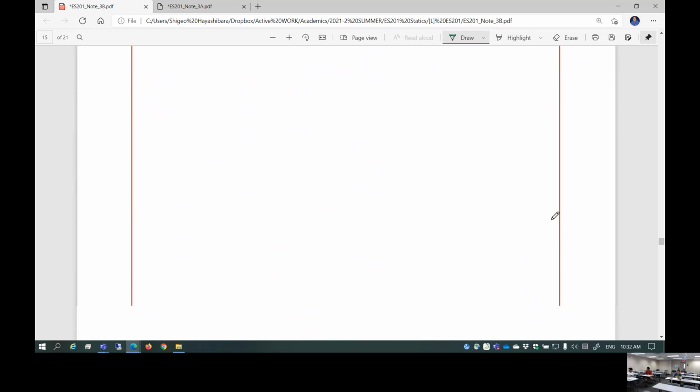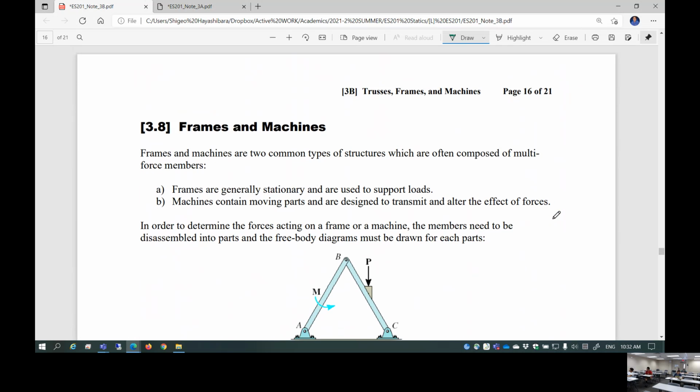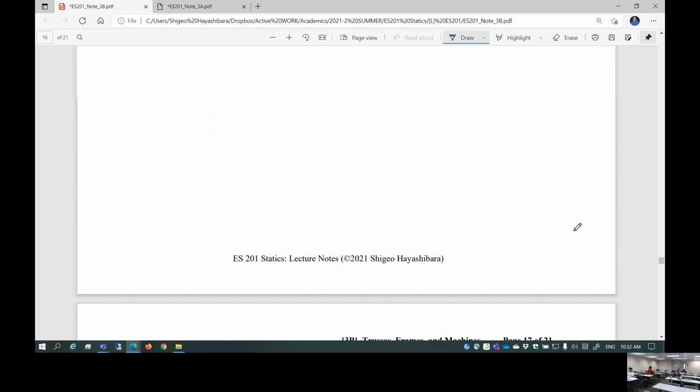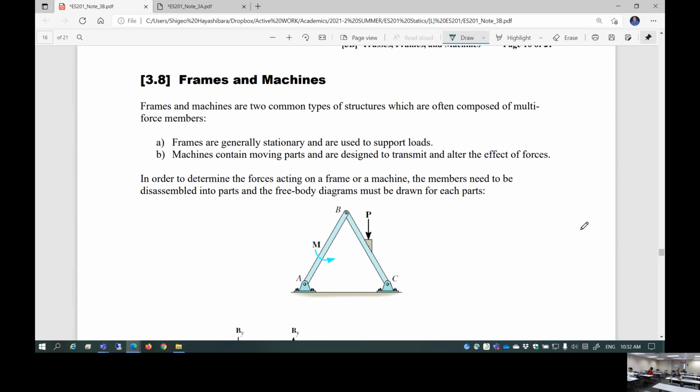Okay. All right. I think, yeah, okay. Frames. Let's just take a look at the frames and machines. Now, truss is over.